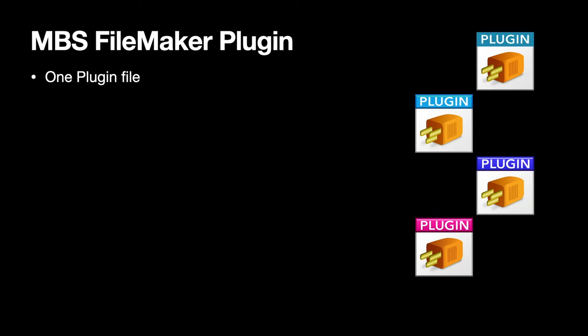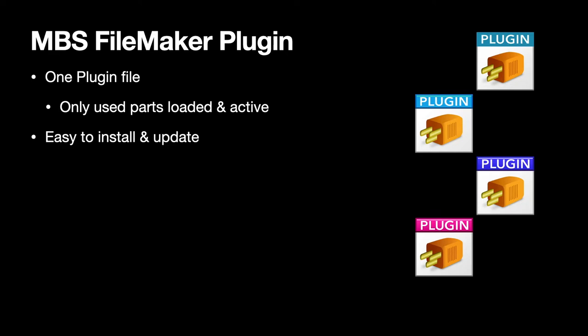The MBS plugin is delivered as one plugin file to make it easy to install and uninstall. Only the parts you use and activate are loaded, so if you don't use it, it doesn't take a lot of memory. It's easy to install and update, since you only have to move one plugin file, and you can use the install plugin file script step to install it from a container field. Please check our install plugin update if needed example file to learn how to do this.